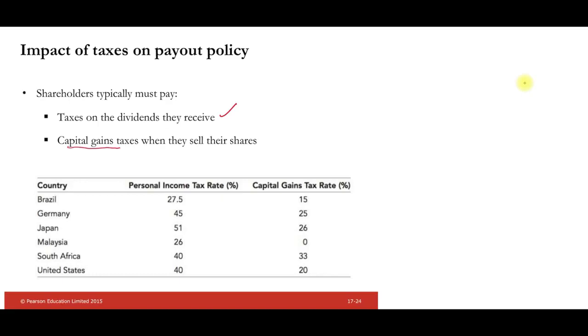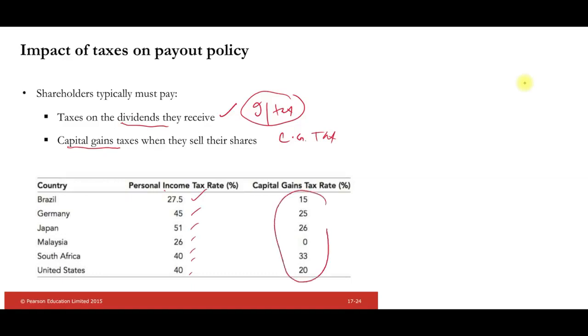Okay, so there are two forms of tax. On dividends they pay income tax, and there is a capital gain tax. Normally the income tax is higher than the capital gain tax. For instance, as you can see here, personal income tax is relatively higher than this capital gain tax, right? So if I earn the money in this case, you see the tax rate is really, really high.